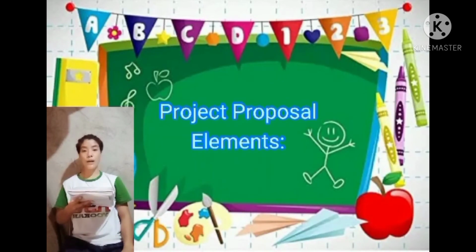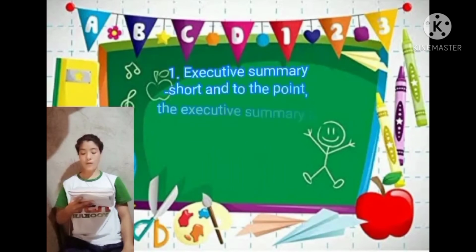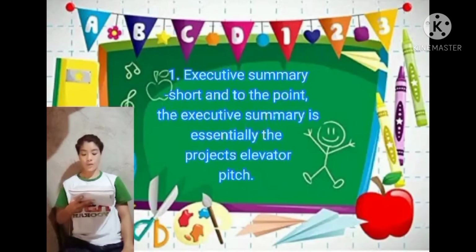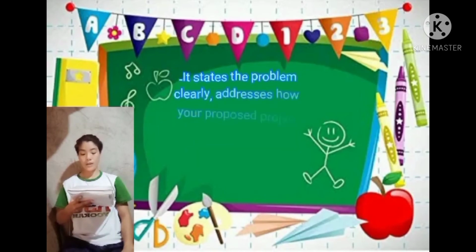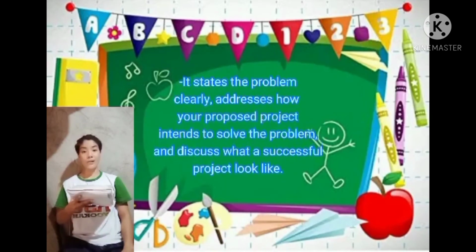Project proposal elements. Executive summary. Short and to the point. The executive summary is essentially the project's elevator pitch. It states the problem clearly, addresses how your proposed project intends to solve the problem, and discusses what a successful project looks like.